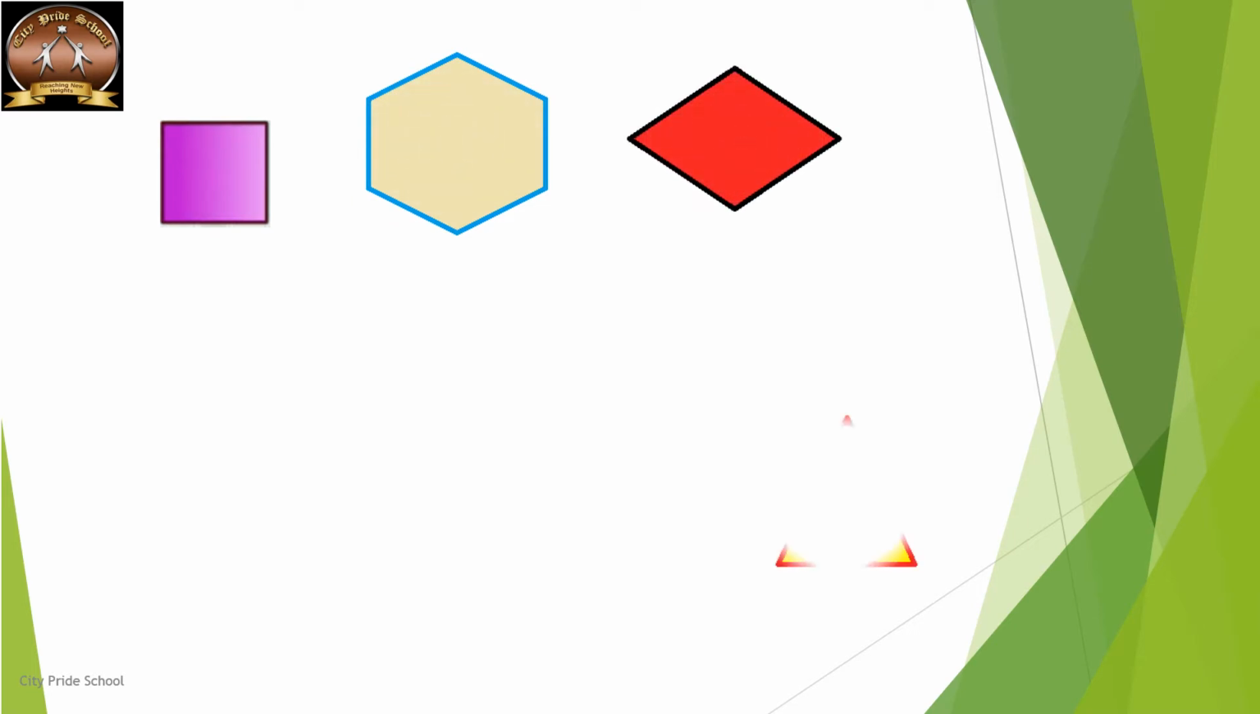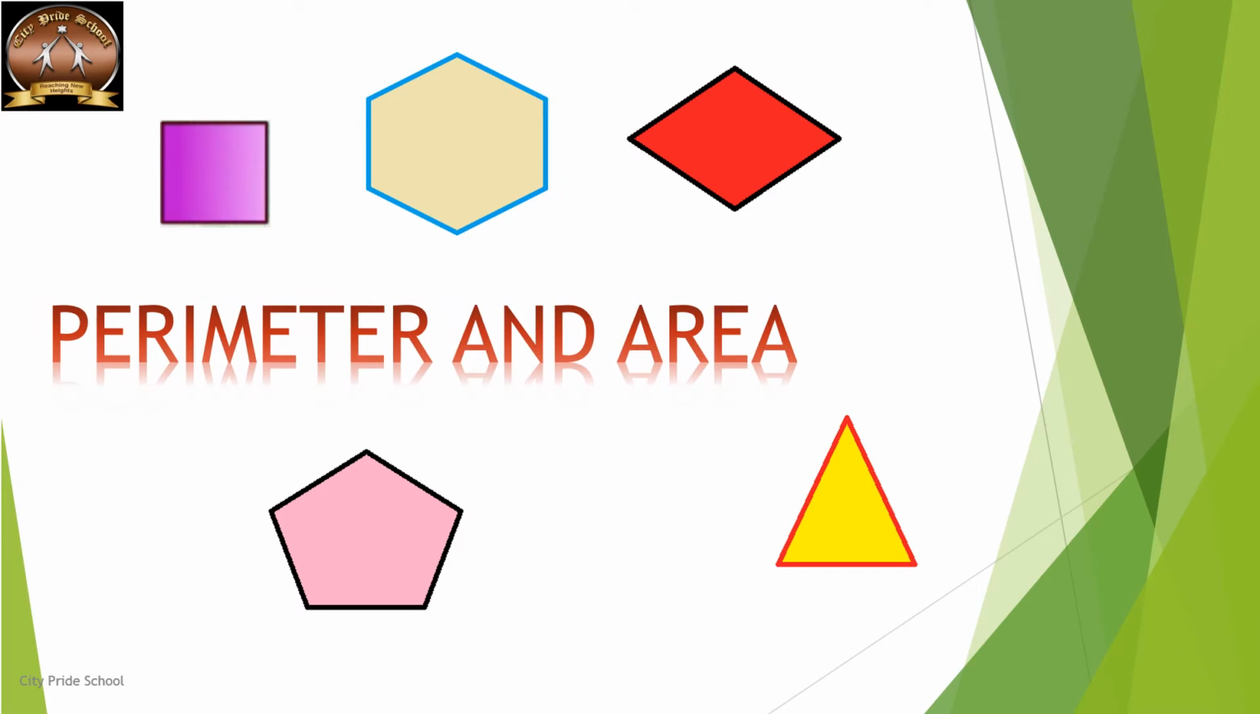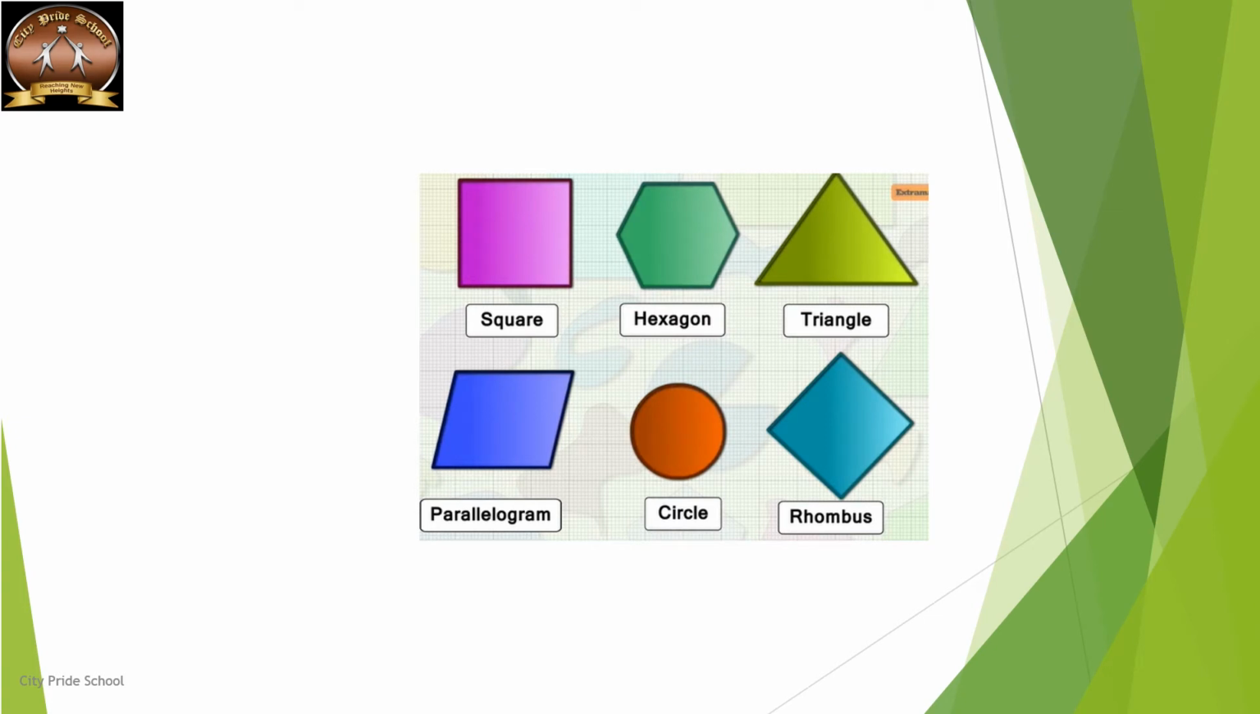In our last chapter, we have seen different polygons: square, hexagon, quadrilateral, triangle. So we saw different shapes. In today's chapter, we are going to learn some more things about shapes, to find their perimeter and area. When we see these different shapes, we see that there is a part called the interior of the shape, the boundary, and the exterior of the shape.